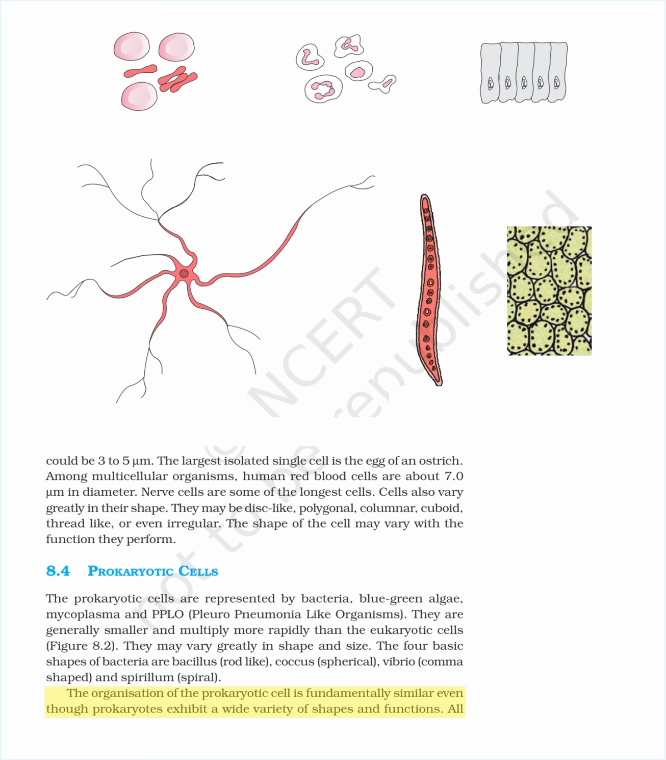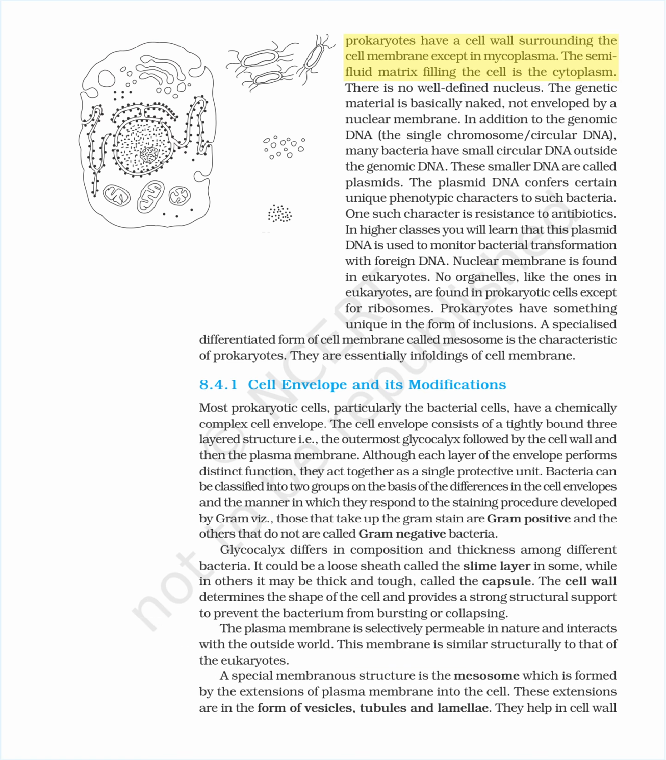The organization of the prokaryotic cell is fundamentally similar, even though prokaryotes exhibit a wide variety of shapes and functions. All prokaryotes have a cell wall surrounding the cell membrane except in mycoplasma. The semi-fluid matrix filling the cell is the cytoplasm. There is no well-defined nucleus. The genetic material is basically naked, not enveloped by a nuclear membrane.